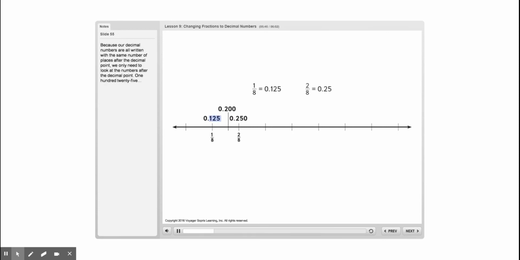Because our decimal numbers are all written with the same number of places after the decimal point, we only need to look at the numbers after the decimal point. 125 is less than 200, and 200 is less than 250.